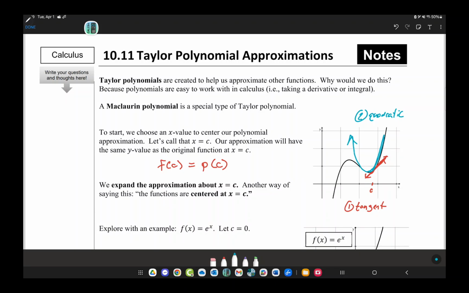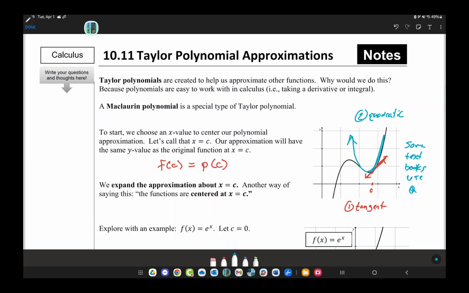Just to warn you about this, if you see this in different textbooks, some textbooks use a. They kind of go back and forth. Some use c, some use a. If you ever see it, it's the same concept. And we're just using c for center.